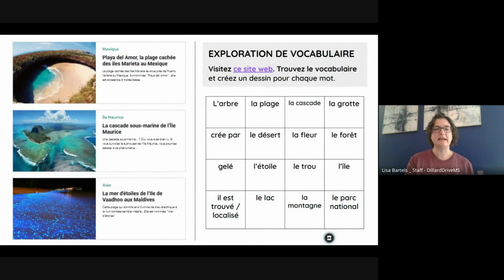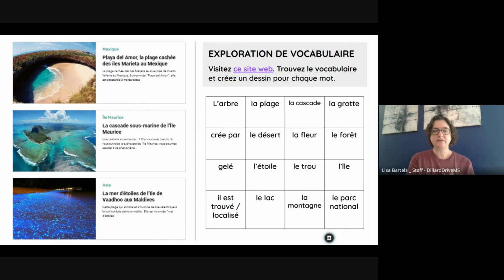Okay, so here's an example. Here's a screenshot from that Paysage Insolite. So we've got 3 landscape photos, and we've got a caption that tells you what it is and a little bit about it.